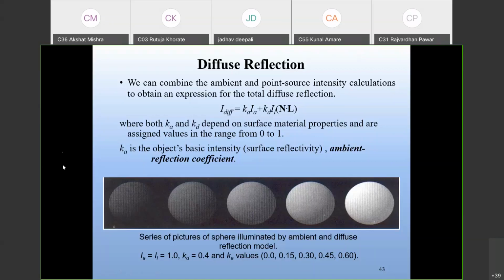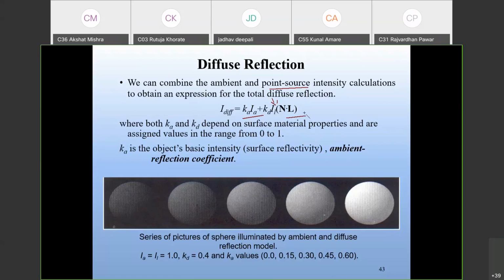So that is here. The total diffuse reflection is, first, Ka into Ia, meaning the ambient reflection coefficient and the intensity of the ambient light, plus the diffuse reflection coefficient. The point source is also there in that scene, so its intensity is multiplied with cos theta, or with the surface normal N and the light source direction L. So all these together give the total diffuse reflection.